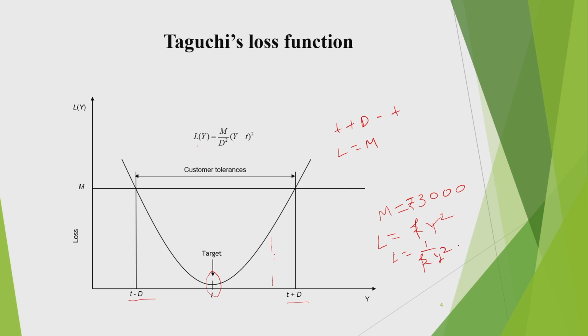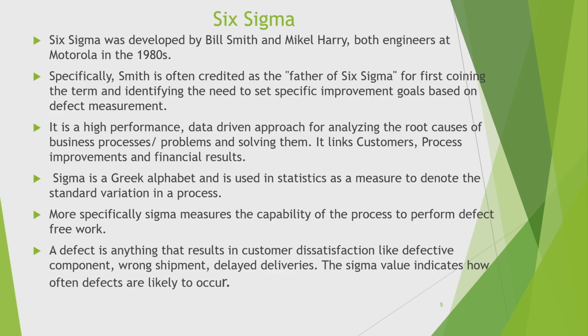Like that you can make different types of losses. That means, depending on the case, you can make a target. So this is what Taguchi said. So you should always try to keep the deviation to a minimum.